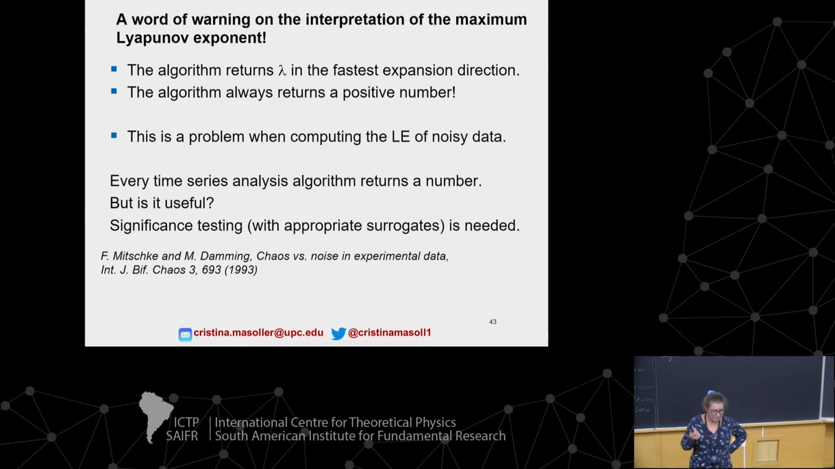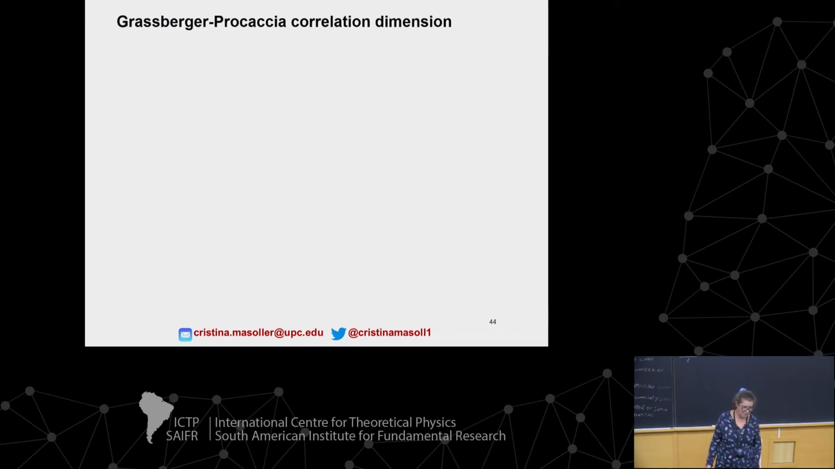You need to use appropriate surrogates to check whether the number that you obtained from your Lyapunov calculation makes any sense or not. In particular, if you try to calculate the Lyapunov exponent just from noise, it will give you a positive number, okay? So what does it mean? Noise and chaos are not the same, and the Lyapunov exponent is not good enough to distinguish. So I recommend you read this review paper on how to do it from observations or experimental data. It's pretty complicated, actually.